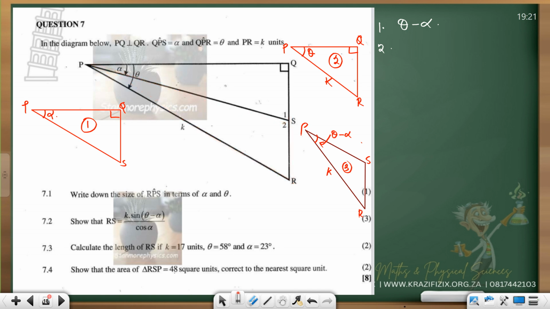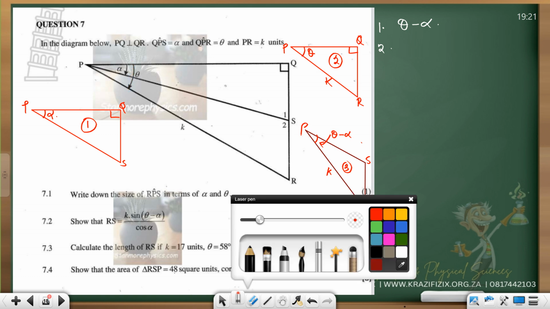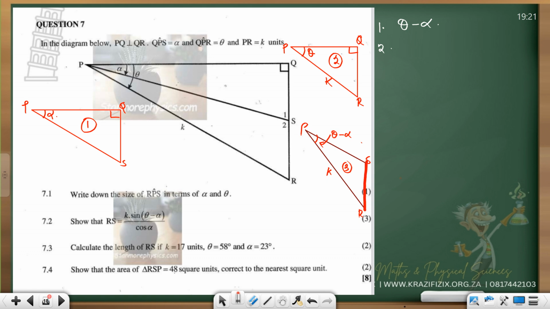Okay, wait. If this is alpha. Okay, let's be clever here. Because this is what I'm looking at. I'm looking at one angle missing. So I want to show you my thought pattern. RS, that's a side. Over this. Yes. K is a side. Is that okay? This and the opposite. Yes. K. So I'm looking for this angle. What is this angle S? S2.